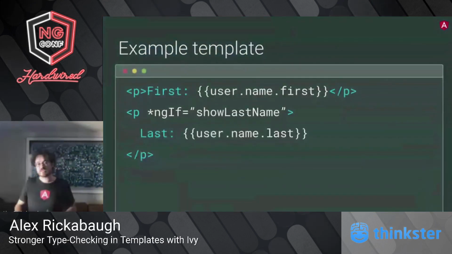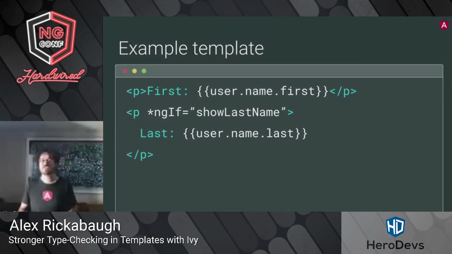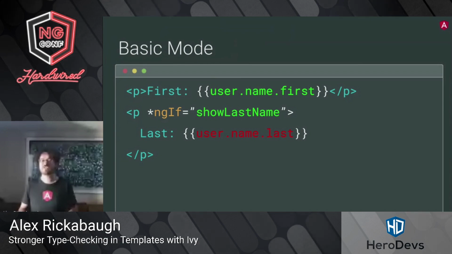So here's a pretty basic template that's going to show us nicely the main difference. We're going to display a user's first name, user.name.first. And if the ngIf is true, we'll also show their last name, user.name.last. And even in basic mode with no flag set, Angular version 8 will still check a few things about this template. It's going to verify that user.name.first is a valid expression, and that includes checking that user is actually a valid property of the component that we're writing.